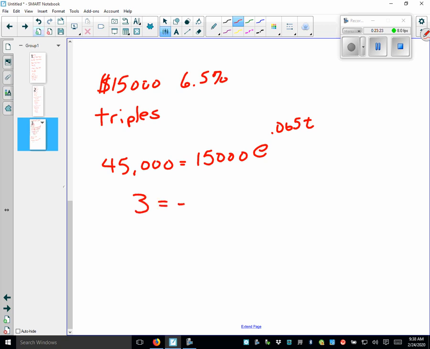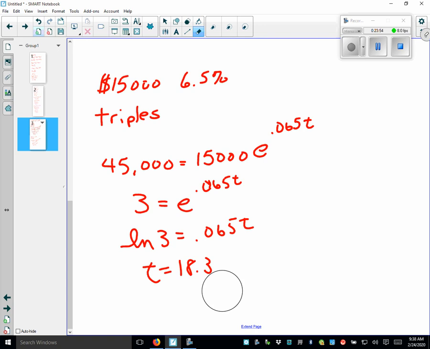So 3 equals E to the 0.065 T. ln of 3 equals 0.065 T. Oh wait, it's 6.5%? Uh-huh. What's T? 16.9 years.